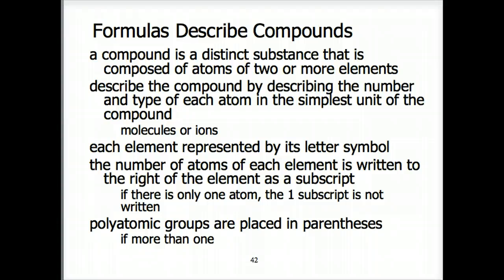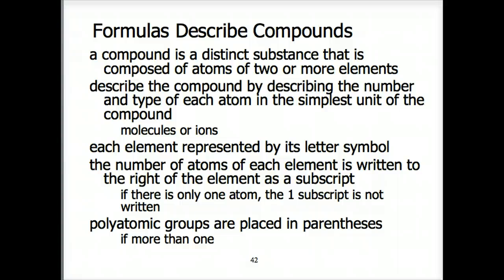Okay. We use these formulas, as written like on the other page, to describe our compounds. Compounds are distinct substances that are composed of two or more elements. You describe the compound by describing the number and type of each atom in the simplest unit of the compound. Each element is represented by its symbol. The number of atoms of each element is written to the right of the element as a subscript. If there's only one atom, the one subscript is not written. There are also something called polyatomic groups, and they are placed in parentheses if there's more than one.